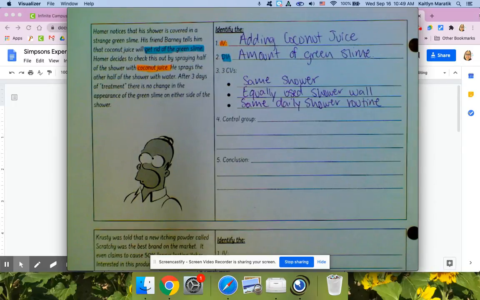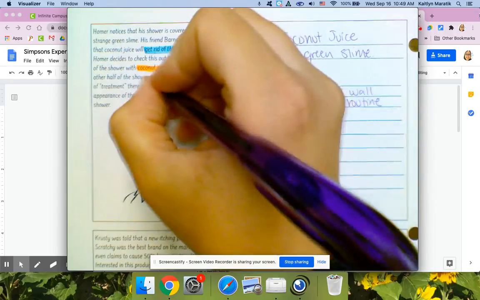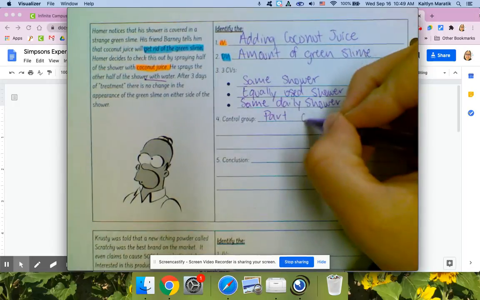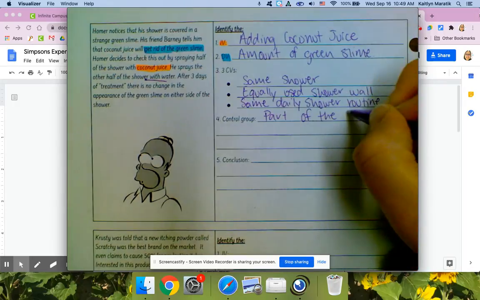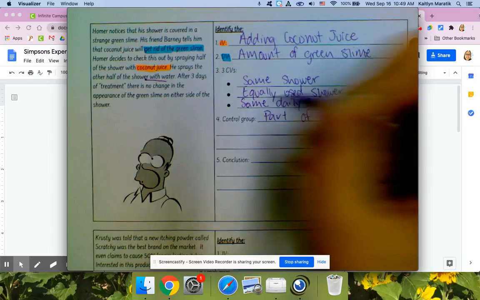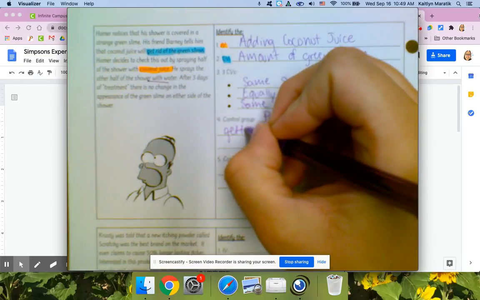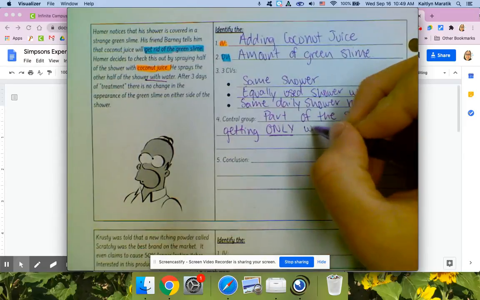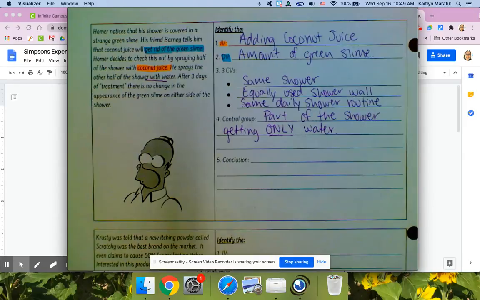So, what is our control group? Again, the control group is the one that gets nothing new. So, the one that's getting nothing new is the one that's getting water. So, part of the shower getting only water. So, what is our conclusion?